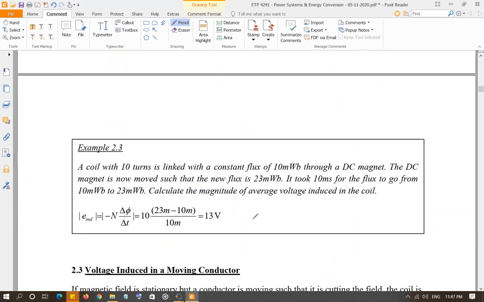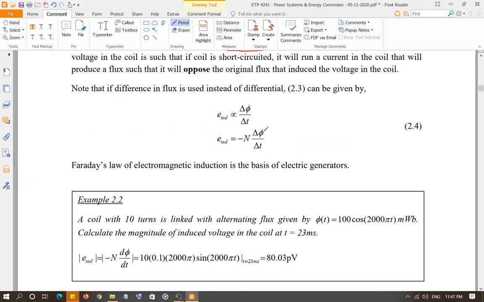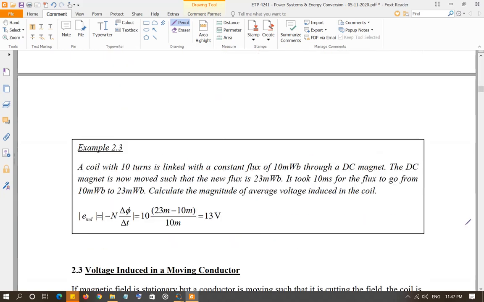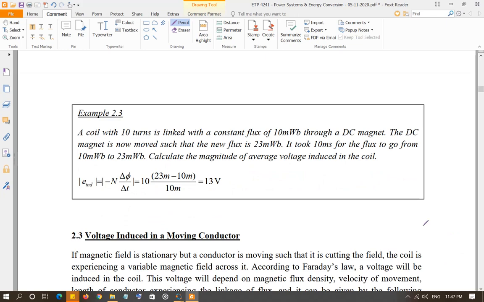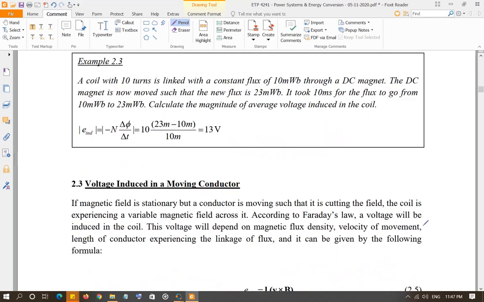Another example, to use this equation, delta phi over delta t. Look at this example, you will understand it. It's pretty straightforward. Let's also look at voltage induced in a moving conductor.